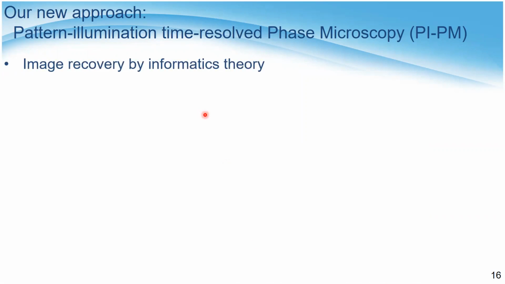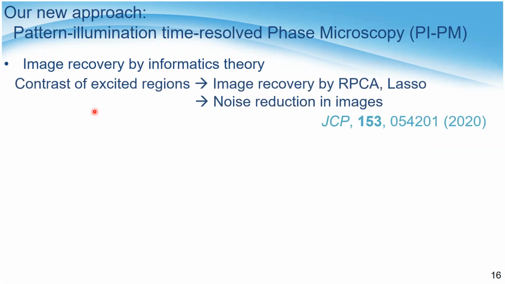So there are two special things about this method. First one is image recovery by using information theory. As I mentioned, we intentionally make a contrast of the excited region, which is preferable for many different types of image recovery techniques, such as PCA-based methods, or LASSO, the least absolute shrinkage and selection operator, which is used for drastic noise reduction and described here.